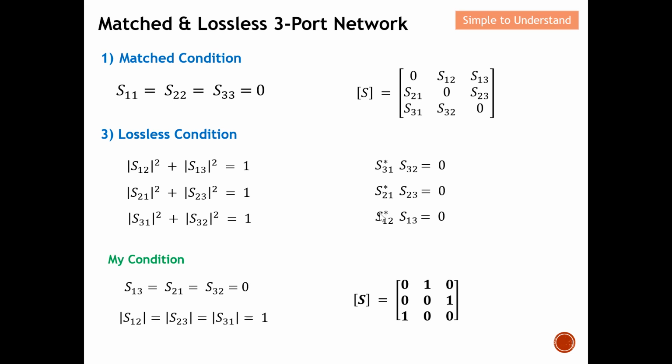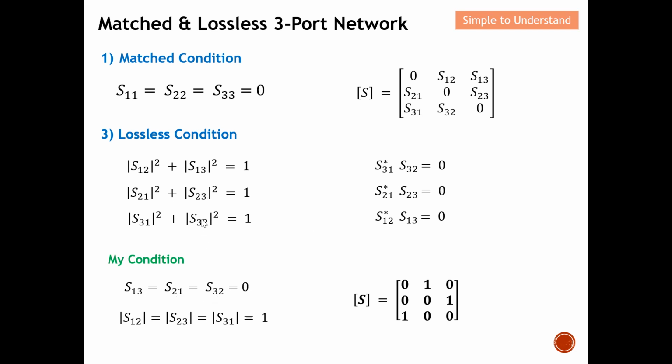Earlier on, I let S12 equal 0, S23 equal 0, and S31 equal 0. This time around, I reverse. I let S13 equal 0, S21 become 0, and S32 become 0. So you can see this is what happens over here. If you still remember, when S13 becomes 0, I need S12 to become 1. When S21 becomes 0, S23 needs to become 1.